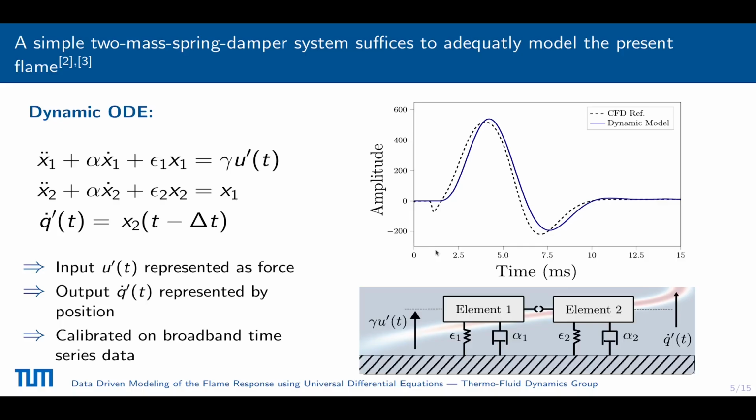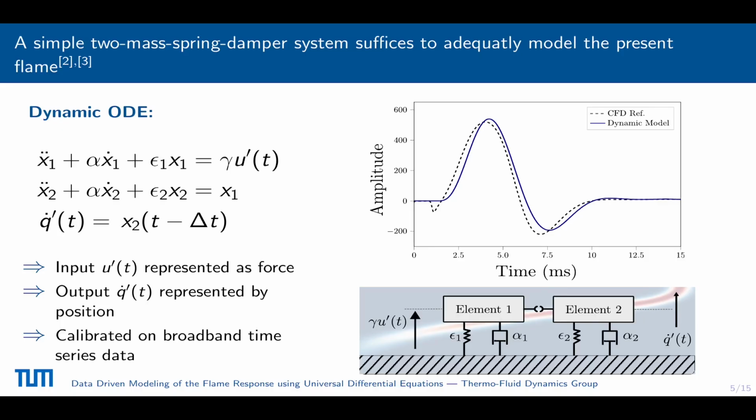So we obtain a dynamic ordinary differential equation, as given here on the left, and the input is represented as a force on the first mass. So you can see a visual representation of this ODE here on the bottom right. The output Q dot prime of D is represented by the position of the second element.